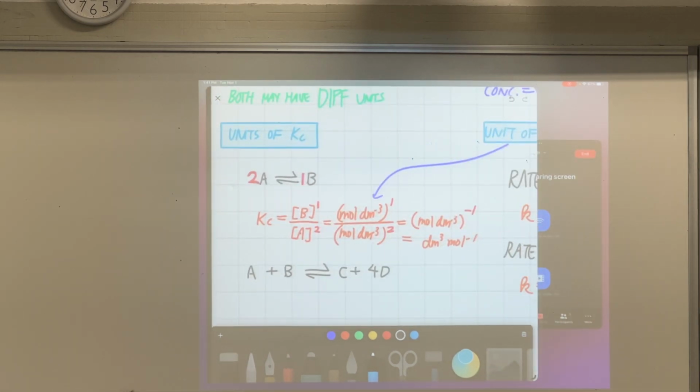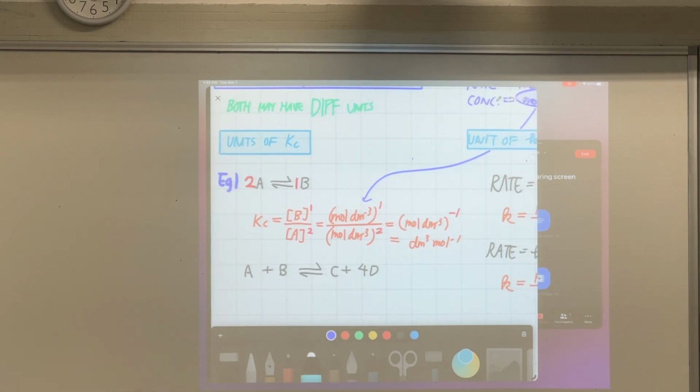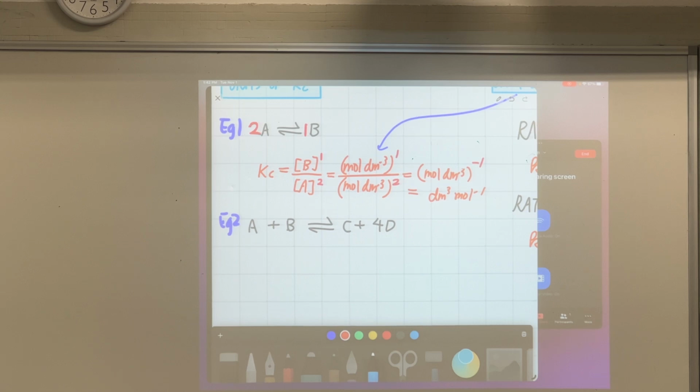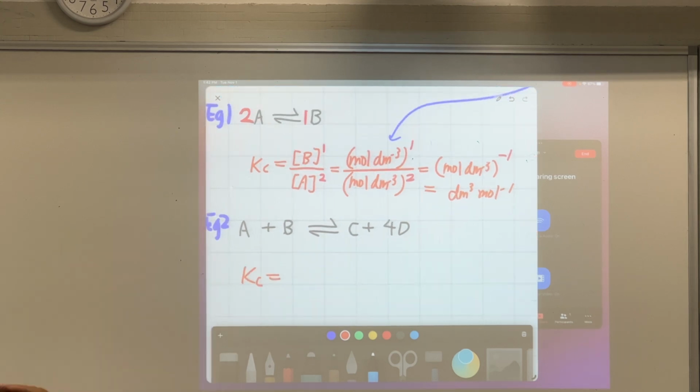So what about the second equation here? We have two examples. This was the first example, and this is the second example. How do we write the equilibrium constant of this second equation? When we have A plus B becoming C plus 4D, we write the equilibrium expression, and what's the relation between terms? Do we do multiplication or addition?